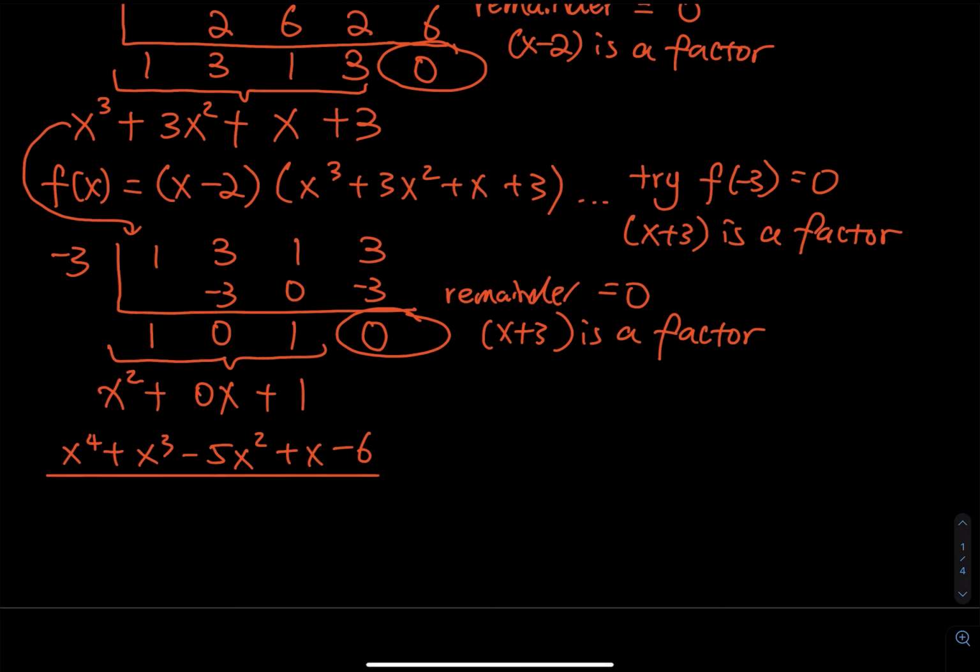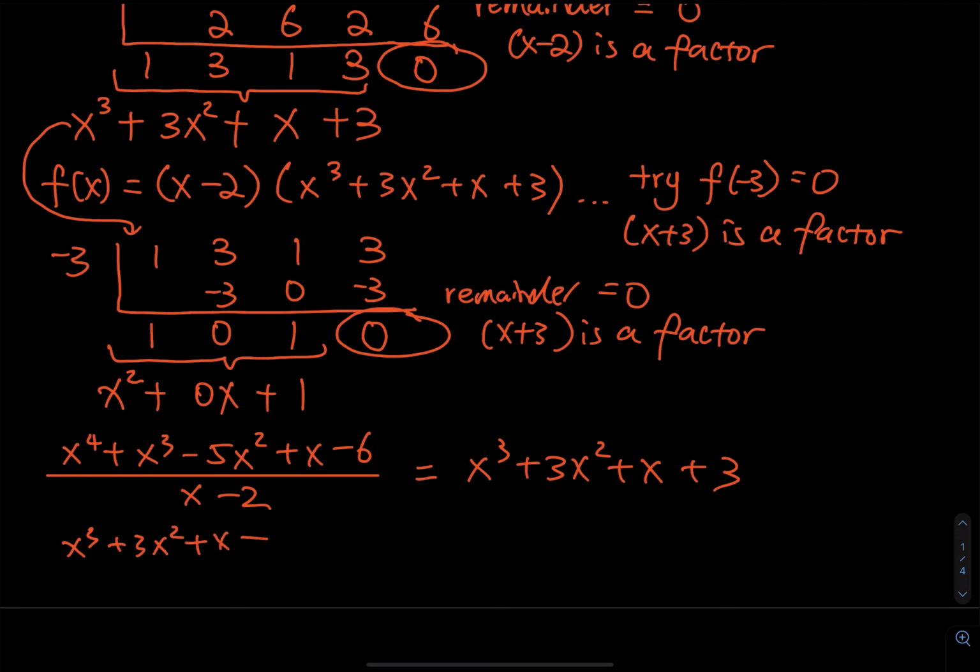You take that divided by x minus 2, then you get x to the third plus 3x squared plus x plus 3. And then you take that x to the third plus 3x squared plus x plus 3, and you divide it by the next factor, which is x plus 3. At the end of the day, you have x squared plus 1.